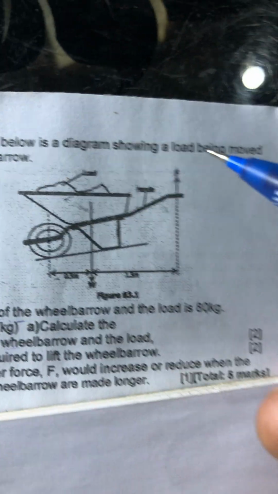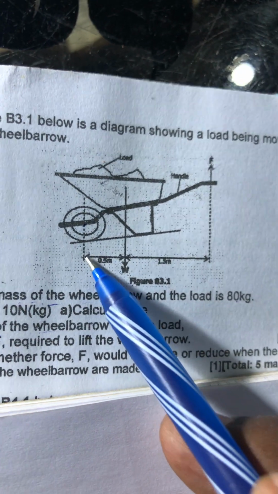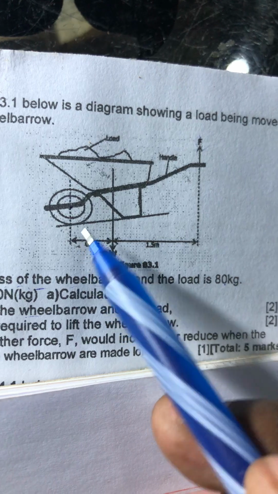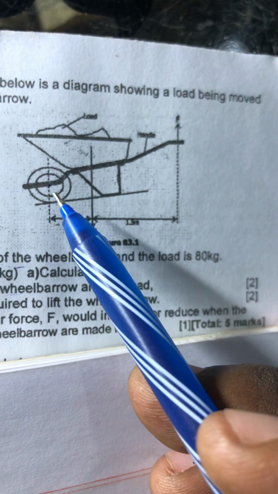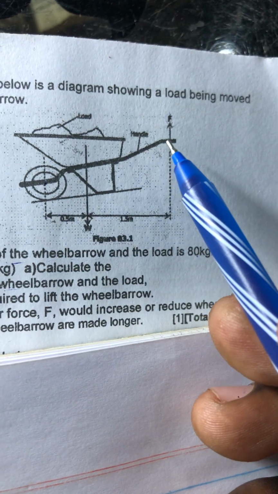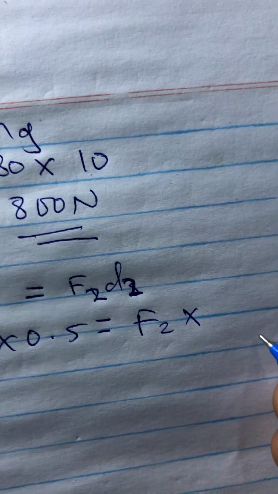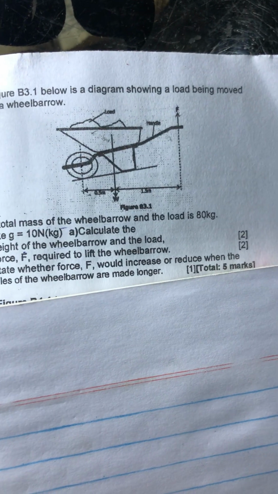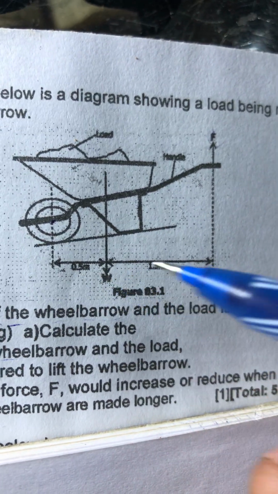equals F2. F2 is the force that we are looking for, so we are going to leave it like that, multiplied by the distance. The distance is going to move from here to there, because this is the distance for this force that is acting on this side. It's coming from the pivot here up to there. So the distance, we're going to cover the whole of this distance, which is going to be 1.5 plus 0.5. It's going to be 2 meters. So this is 1.5, this is 0.5, so we're adding these two.